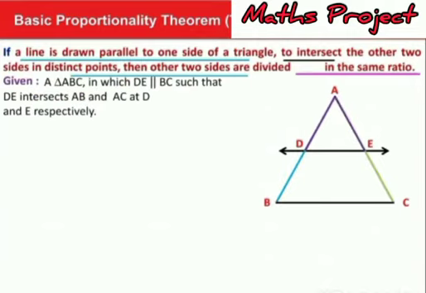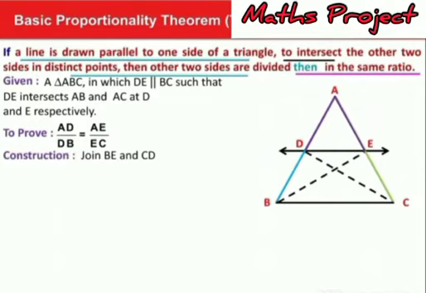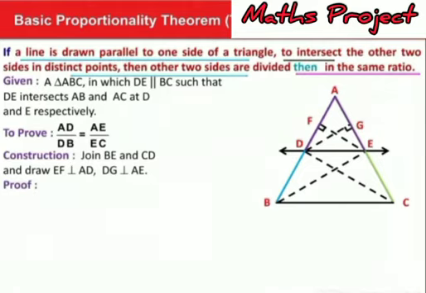Our given is a triangle ABC in which DE is parallel to BC, such that DE intersects AB and AC at D and E respectively. To prove: AD divided by DB is equal to AE divided by EC. Our construction is to join BE and DC and draw EF perpendicular to AD and DG perpendicular to AE. So let's start our proof.